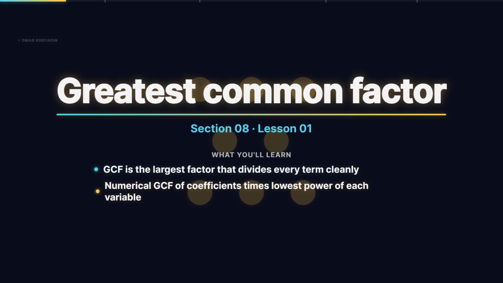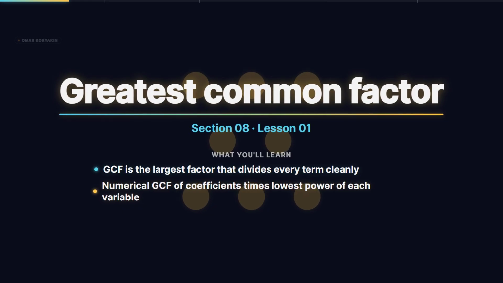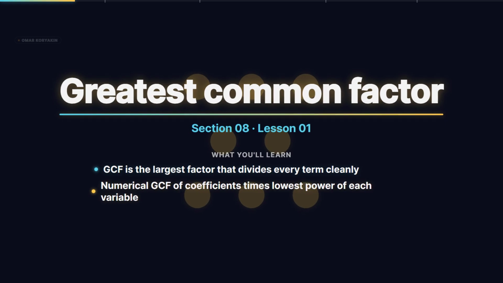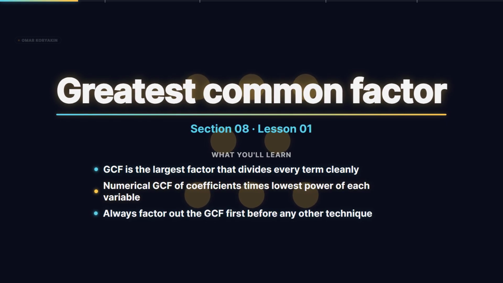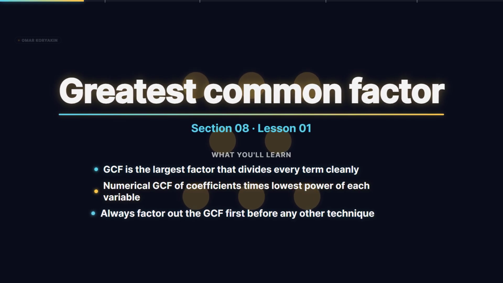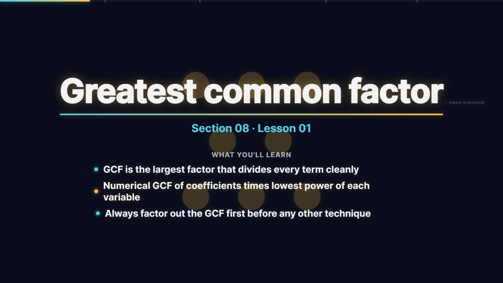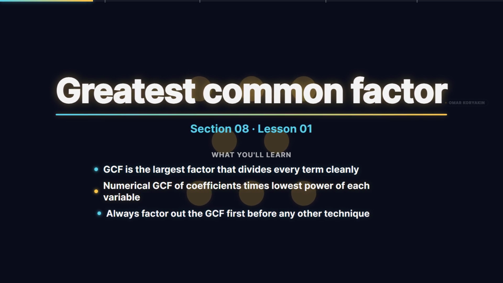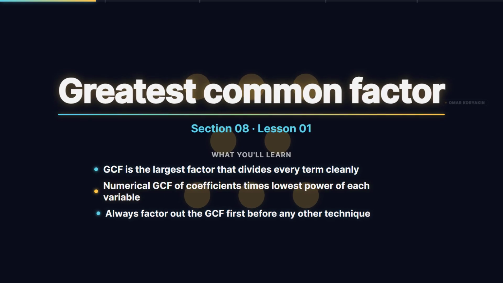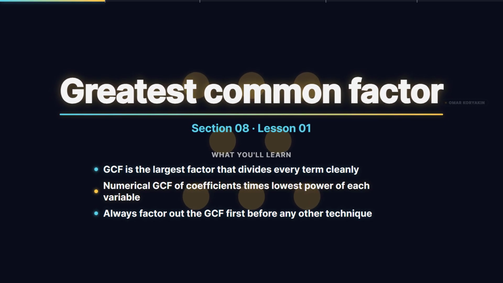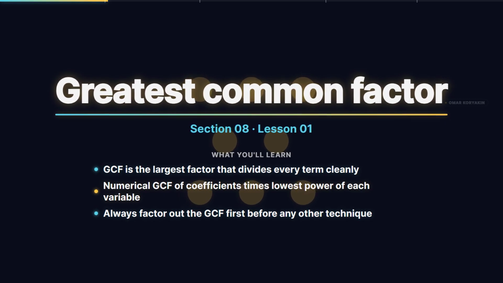The numerical piece is the GCD of the coefficients. The variable piece is the lowest power of each variable that appears in every term. Multiply those two pieces together and you have the full GCF ready to be pulled out front of the polynomial. And the rule that follows is simple. Always factor out the GCF first before reaching for grouping, trinomial methods, difference of squares, or anything else. Pulling out the GCF first makes every other technique easier and sometimes makes them unnecessary.